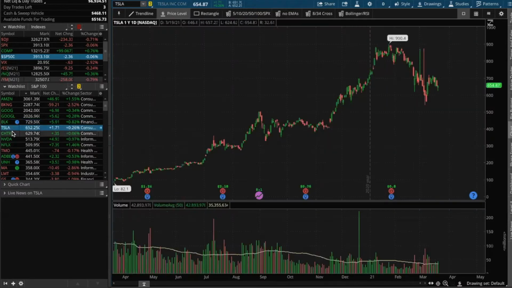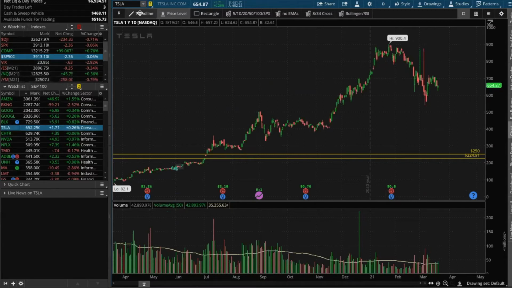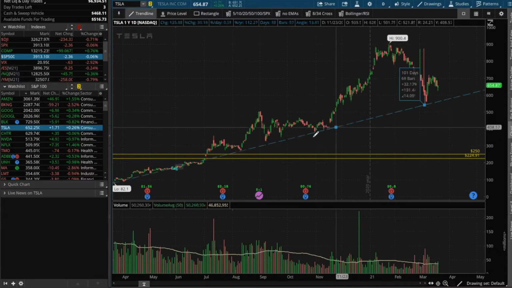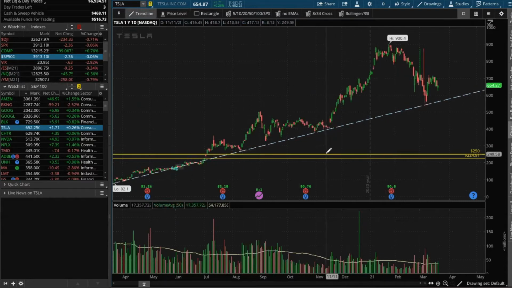Let's go to Tesla. Tesla has more of the uptrend, and you can connect these lows here on a long-term basis. Maybe it'll come down again here, and then of course end up bouncing up. And there's no head and shoulders on this one though.